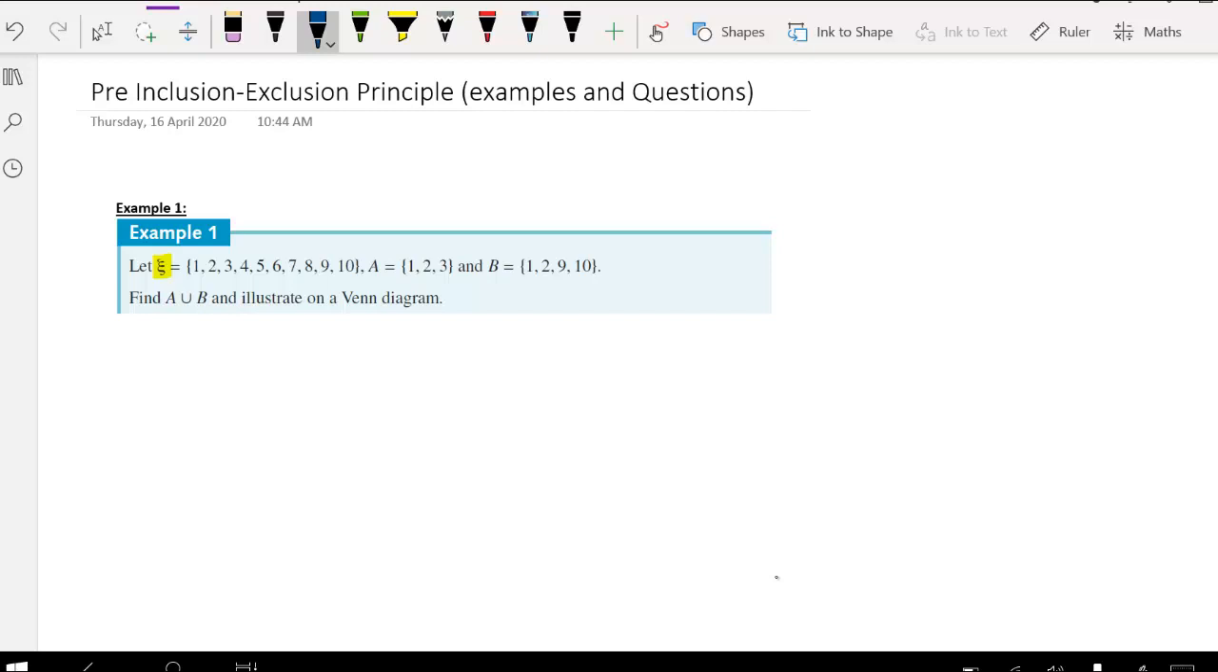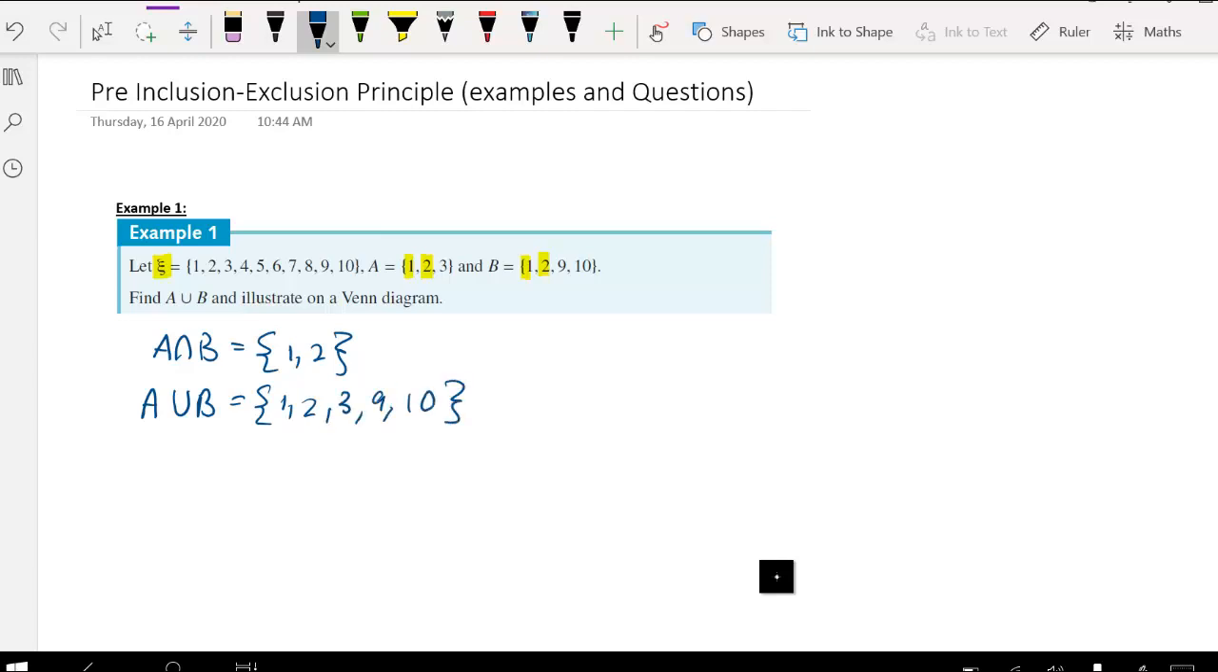We'll start by looking at the intersection as well. So the intersection between A and B. Let's look for values that exist in both. In A, there's 1 and in B there's 1. We've got 2 and 2, and then there's no others. So the intersection between A and B is 1 and 2. The union between A and B will be the values that exist in either one or the other. So we have 1 and 2, 3, 9, and 10. These values are the union of A and B.